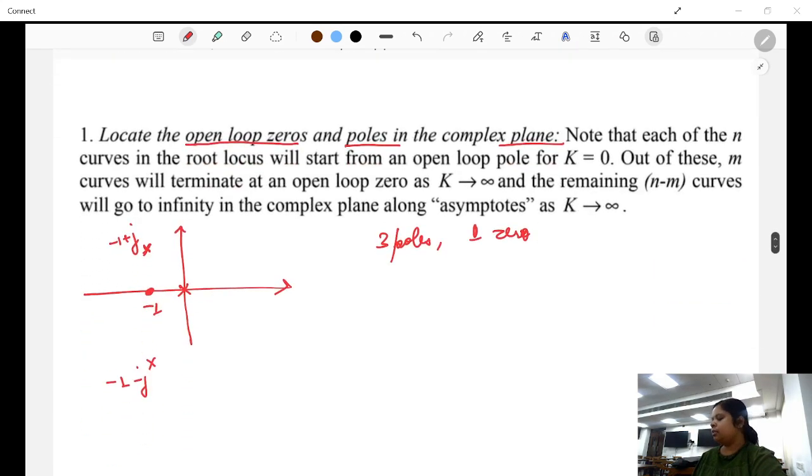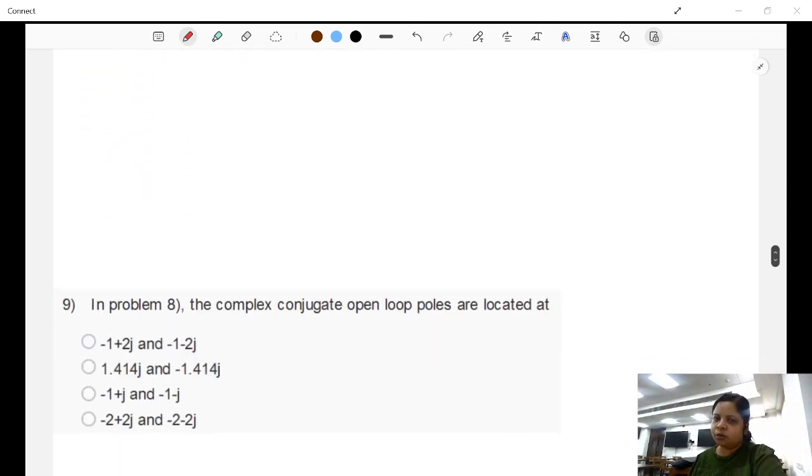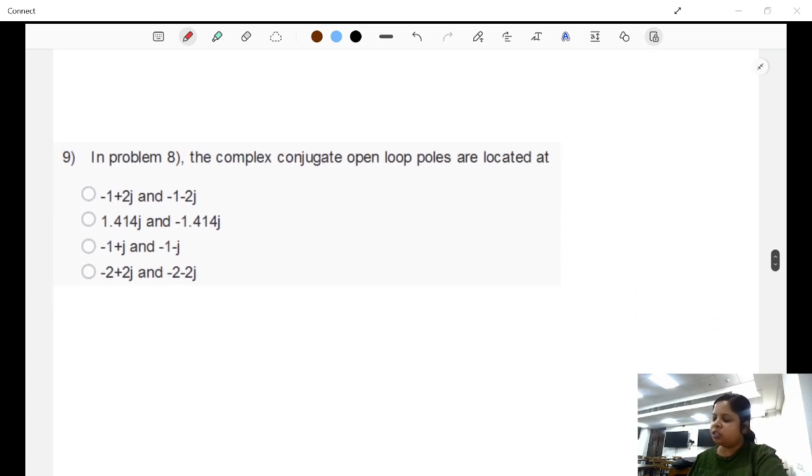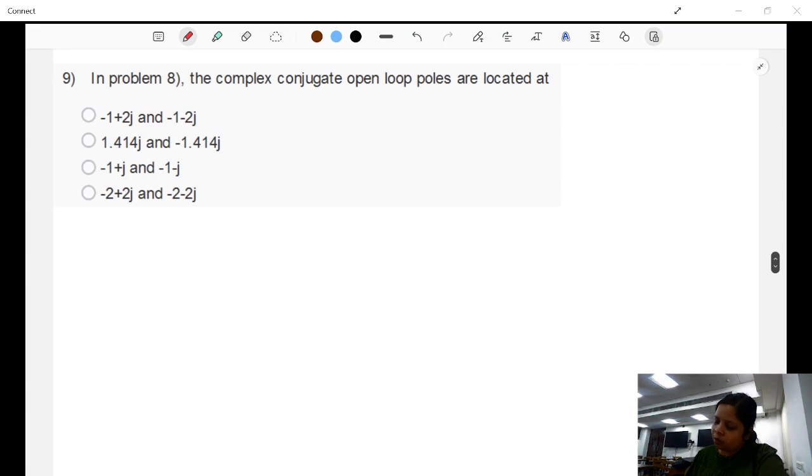The others are not the answers, because not all of those poles would terminate at a 0. Rather, from all of the poles, they would not terminate at 0, they would go to infinity. Now the complex conjugate open loop poles are located at, we saw earlier, when you try to solve, -1 plus j and -1 minus j. All right.